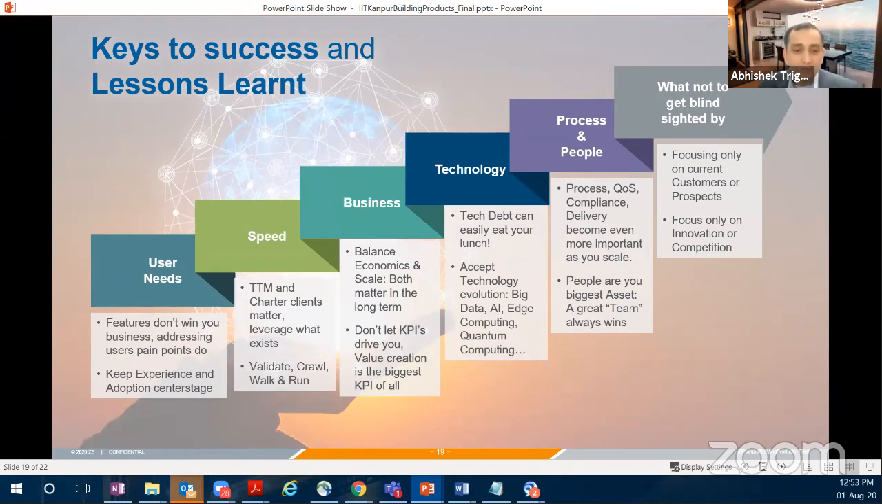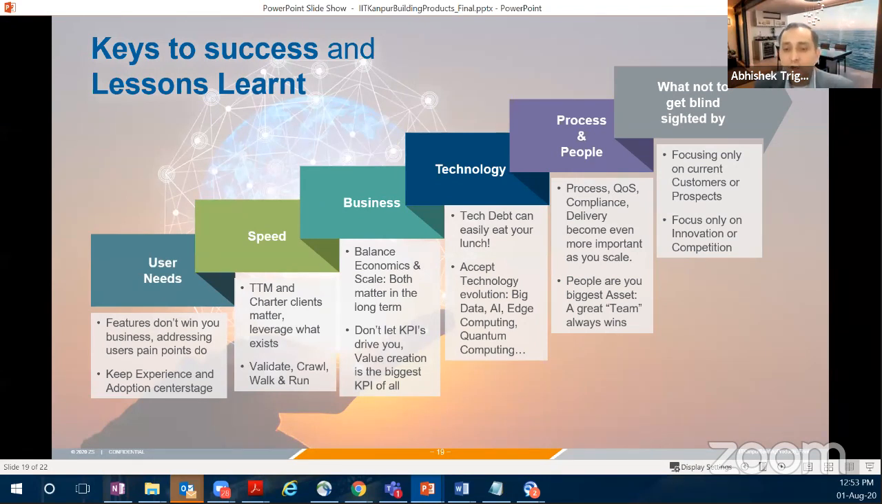Starting off with the user needs, I know we have repeated user and business need many a time, so perhaps one more time. The idea is that features don't win you business. Addressing pain points does. At the end of the day, you can have thousands of features, but if people aren't using them, who cares?